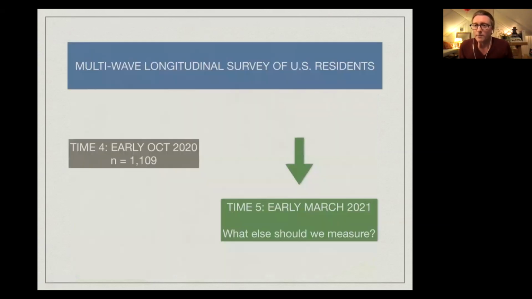So this research program is continuing, and we're about to launch a fifth iteration of the survey. And so one of the things I would love feedback on from you, if you have thoughts and ideas about it, is what else should we be asking? We're hoping to launch in the next week or two, but there's still time to add or change things in the surveys that we're administering. And so if anyone has any thoughts about that, I'd love to hear them.